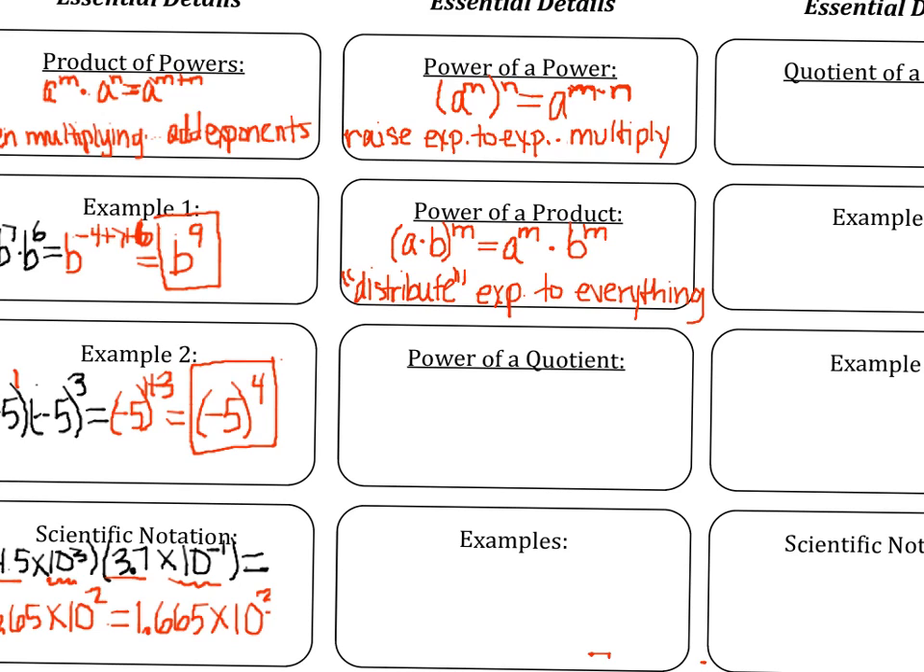Next, we have the power of a quotient. A quotient is two things that are divided. If I have a divided by b, and that's raised to a power, I simplify it by giving my power to both the top and bottom. So that equals a to the m over b to the m. Again, it's kind of like distributing. So I'll put distribute again. Because we're distributing, we're going to distribute our exponent to everything.